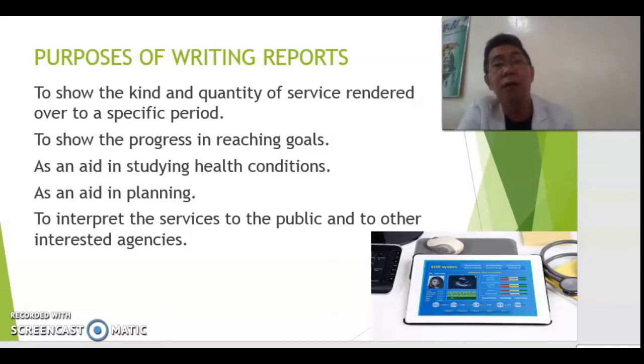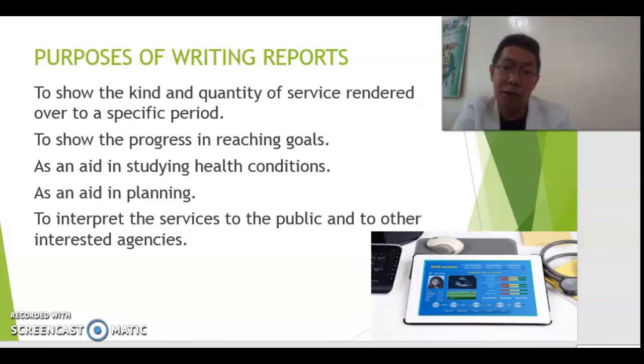So of course, you should always have a narrative report, statistical reports, monthly, present it to administrative conferences, because sometimes you will be called, kung ikaw ay working in the barangay, to a barangay conference. It will also serve as an aid in planning, and of course we can interpret the reports of the services that we have provided.